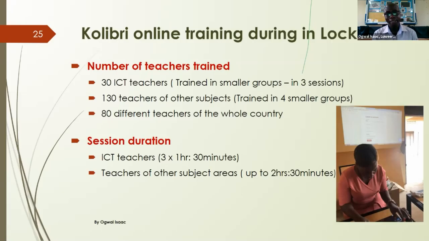We had 30 ICT teachers trained in smaller groups and in some sessions. Then we had 130 teachers in other subject areas. These other subject areas, we are looking at those teachers who are not specializing in teaching ICT. Such teachers, we trained them in 4 smaller groups, introducing them to the importance of ICT, as we shall see, and some contents. Then last month, we had a training that was covering the entire country, that is Uganda, where we had 80 different teachers trained on how to use Kolibri, and most of them were able to appreciate and install this program on their computers.